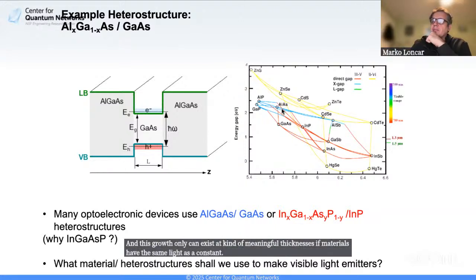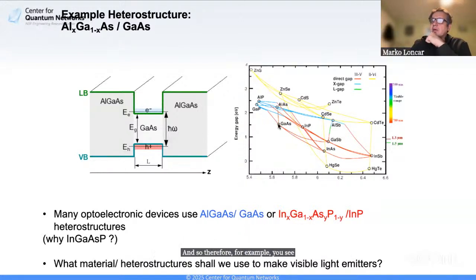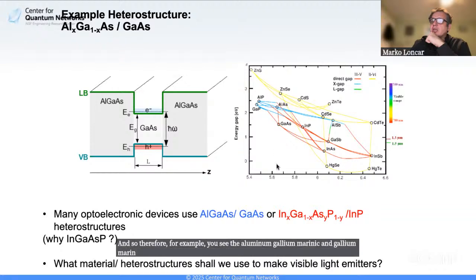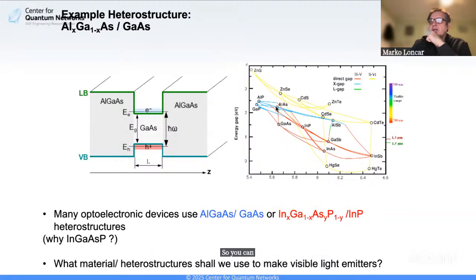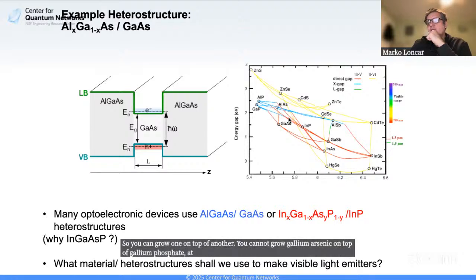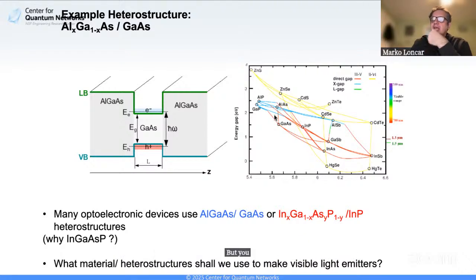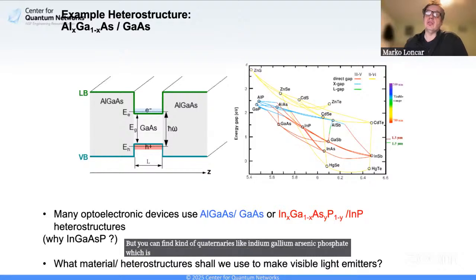And so, for example, you see that aluminum gallium arsenide and gallium arsenide are pretty much lattice matched. So you can grow one on top of another. You cannot grow gallium arsenide on top of gallium phosphide, at least not very thick. But you can find quaternaries like indium gallium arsenic phosphide, which is very useful in telecommunication emission, that can be grown on indium phosphide, for example. So this is actually quite an interesting way of doing this.